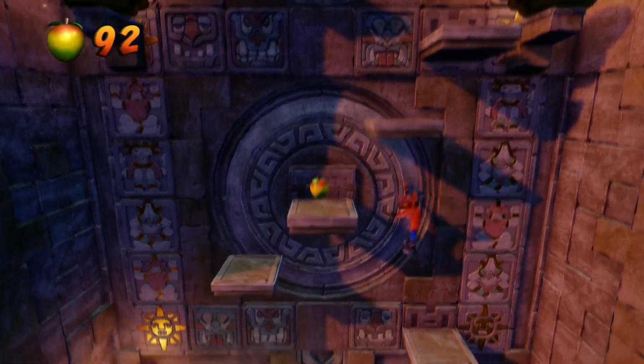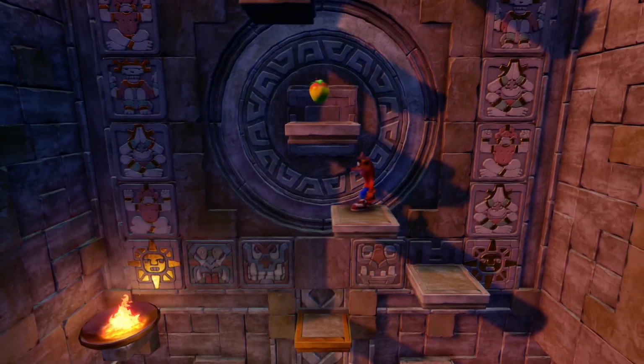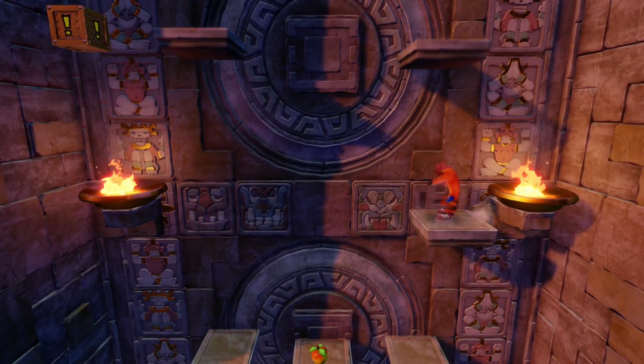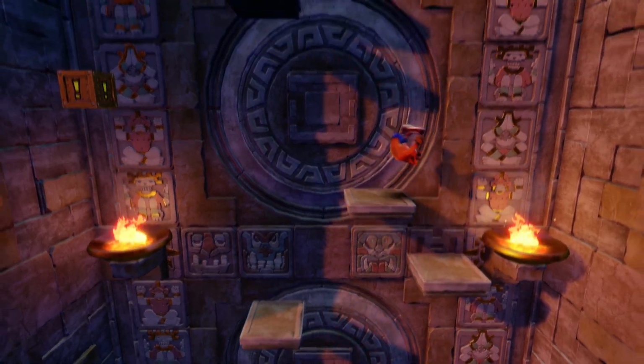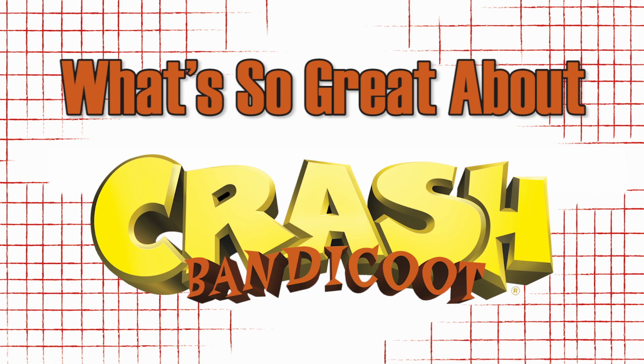Their perseverance in the face of uncertainty allowed them to create a revolutionary new series that remains to be cited as one of the most powerful market-changing titles, as well as one of the greatest entries in the platforming genre for years to come. That is what's so great about Crash Bandicoot.